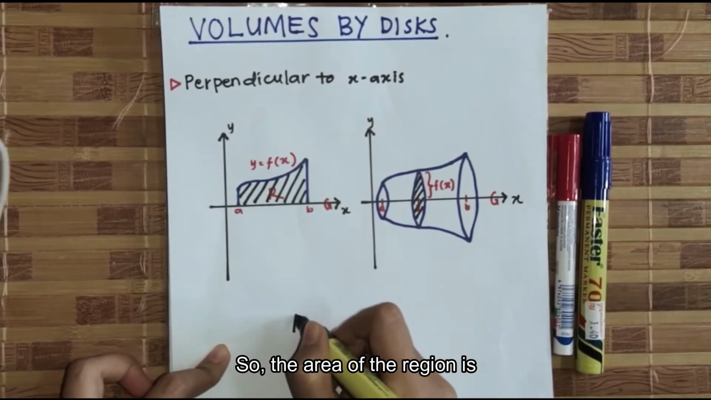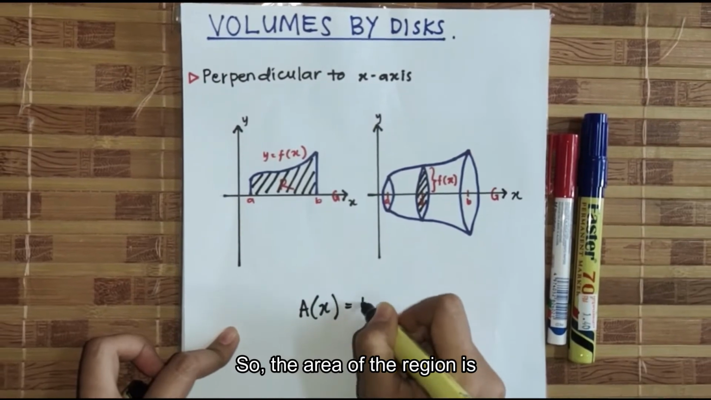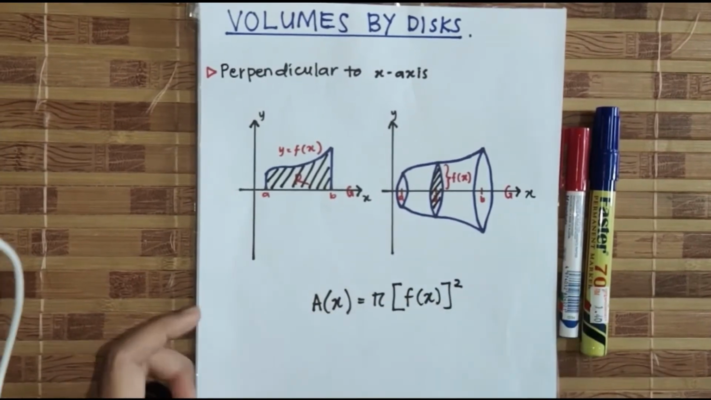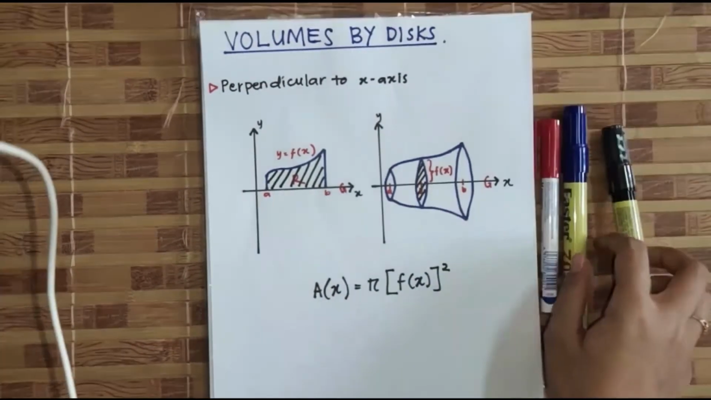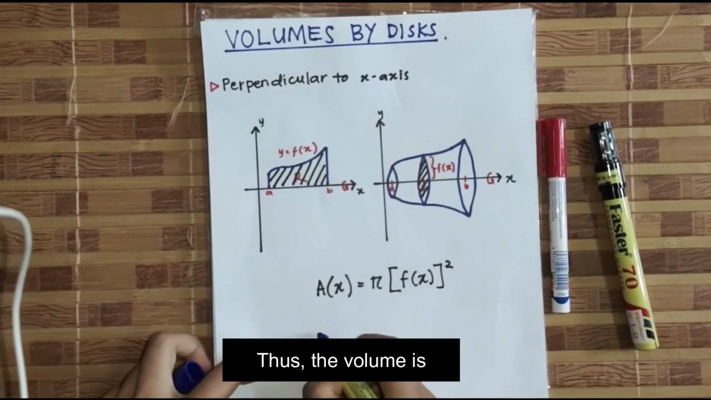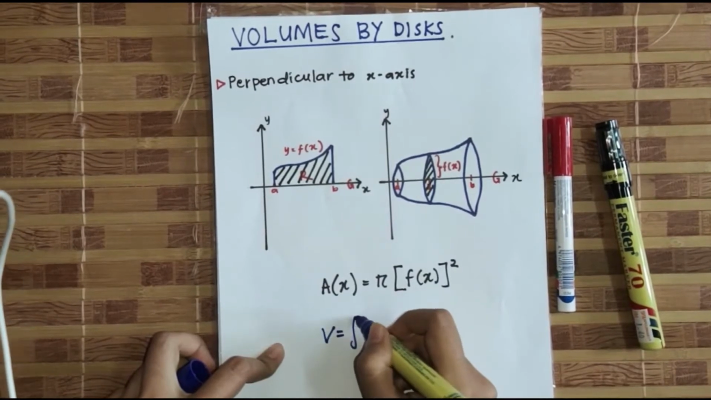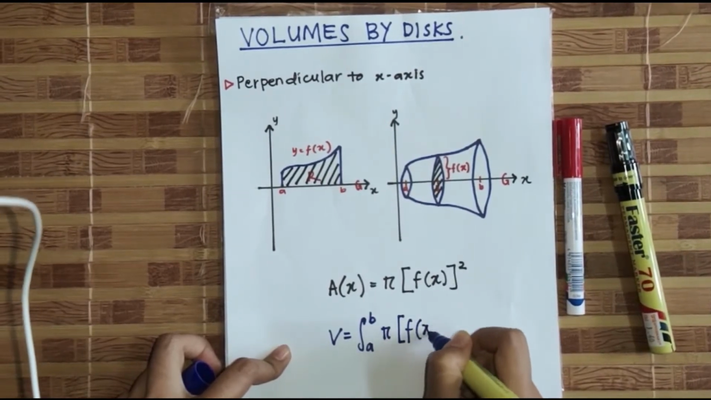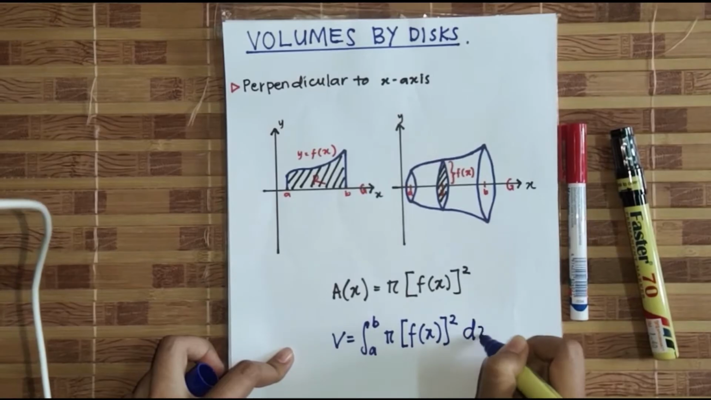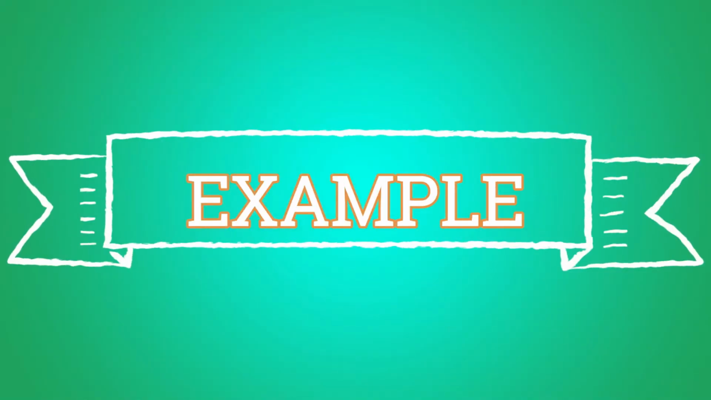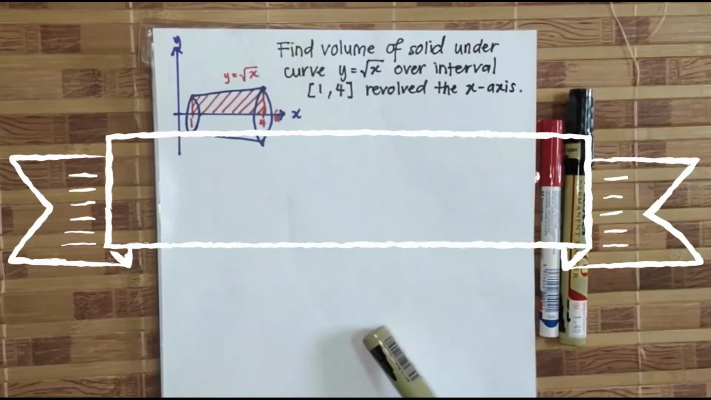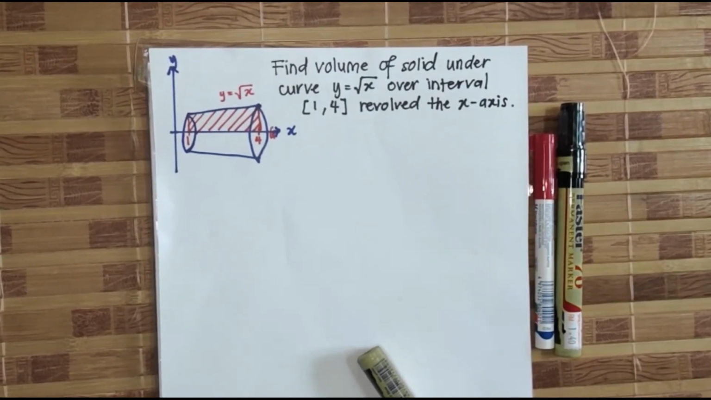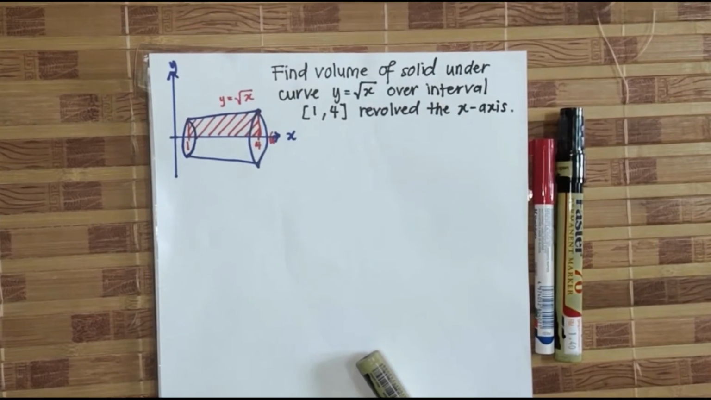So the area of the region is pi function squared. Thus, the volume is the integral from A to B of pi function squared. For example, find the volume of the solid under the curve y equal to square root of x over the interval 1 to 4 revolved about the x-axis.